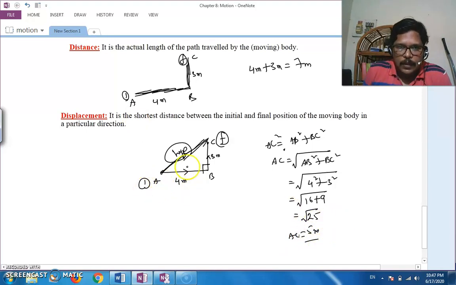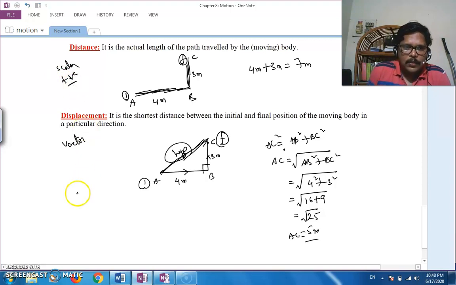Now we'll look at some differences between distance and displacement. Distance is a scalar quantity. Displacement is a vector quantity because it requires a particular direction. Distance is simply the length of the path. There is no need to worry about the direction in which the vehicle or body is moving. Distance is always positive. When a body moves, the distance can be 60 meters. You can't put negative 60 meters.